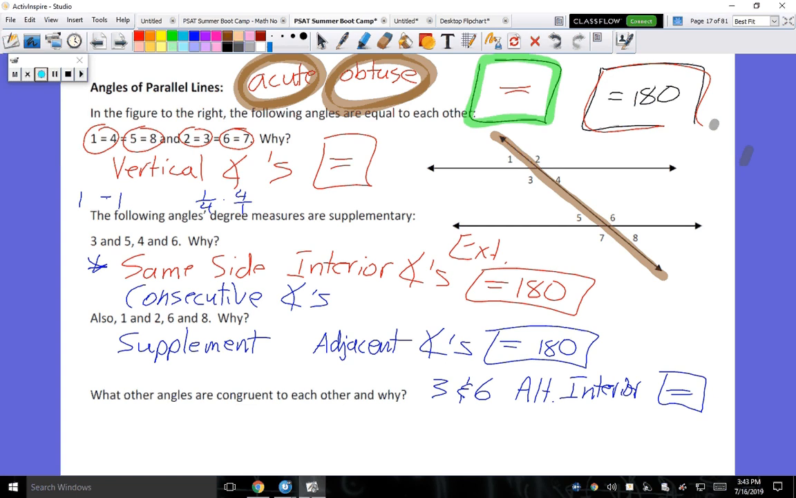What other pairs are congruent that you see up here, guys? 3 and 7, yes. 3 and 7. And what are those called? Someone said it. Corresponding. Yes, corresponding.